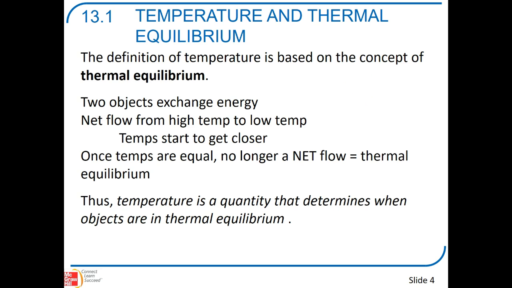So you have a couple of different objects and they will exchange energy, and the energy will always go from an area of high temperature, so you have to remember this, to an area of low temperature. Those temperatures will start to get closer together, and once the temperatures are equal, there's no longer a net flow. There's still flow in and out, but because the two are equal, we say there's no net flow. So temperature is really just a quantity that determines when a couple of different objects are in thermal equilibrium.